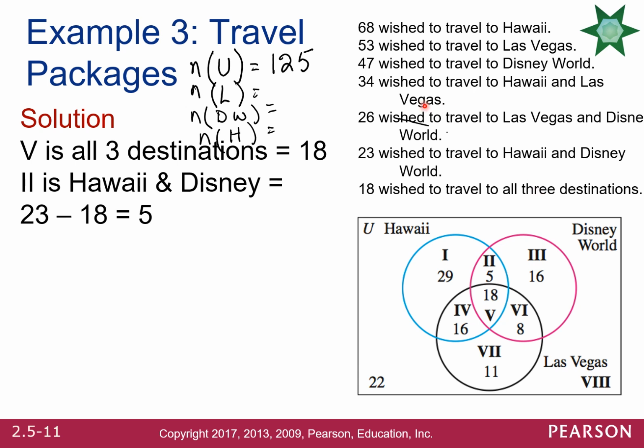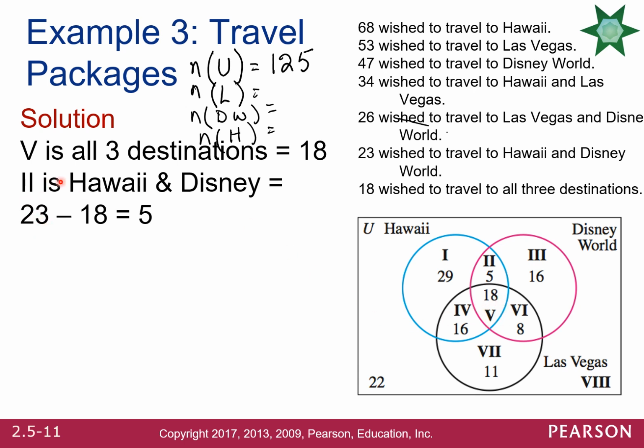Here we had 23 wish to travel to Hawaii and Disney World. However, you have to be careful: a section of these people also want to go to Las Vegas. You have to keep that in mind and subtract that number. Even though they have said 23 wish to travel to Hawaii and Disney World, there's a catch, because there is a section of that population who also want to go to Las Vegas. So we have to subtract that lot.